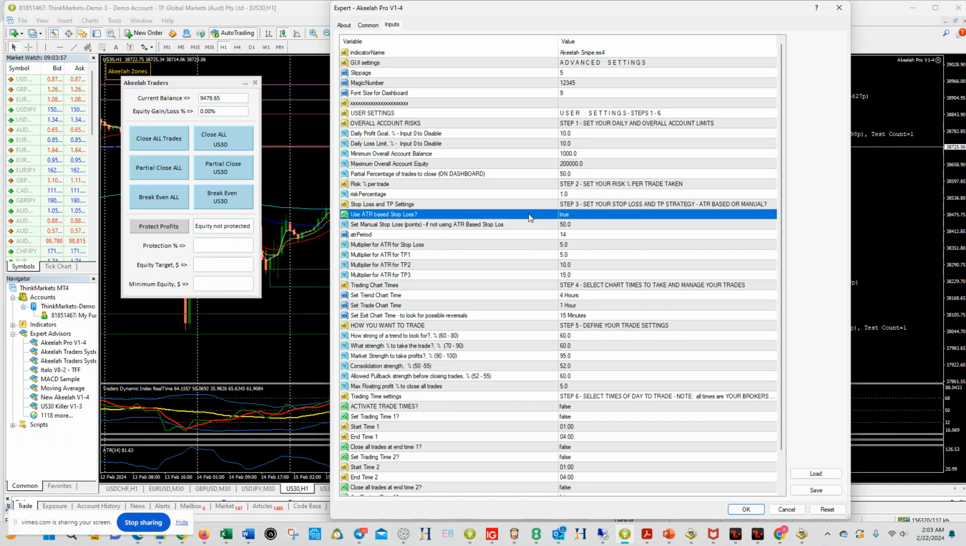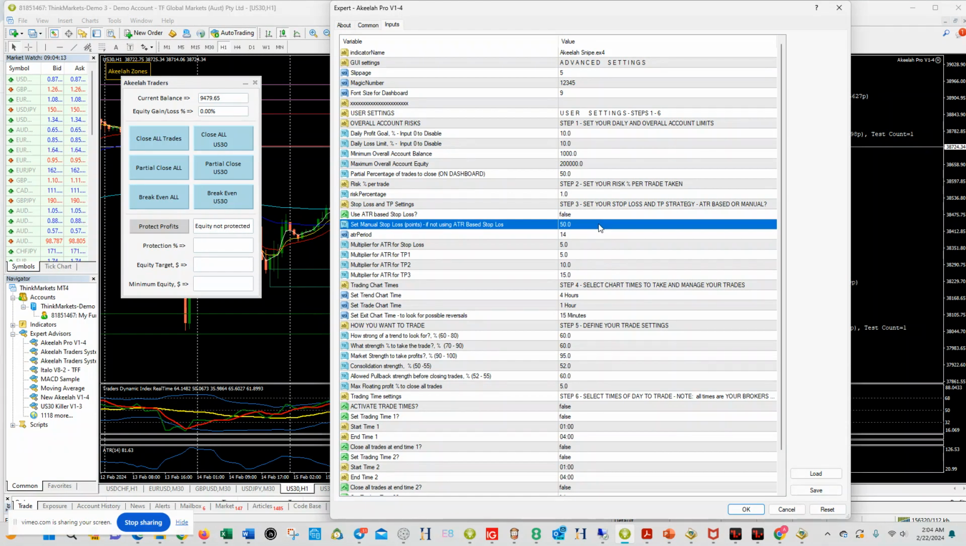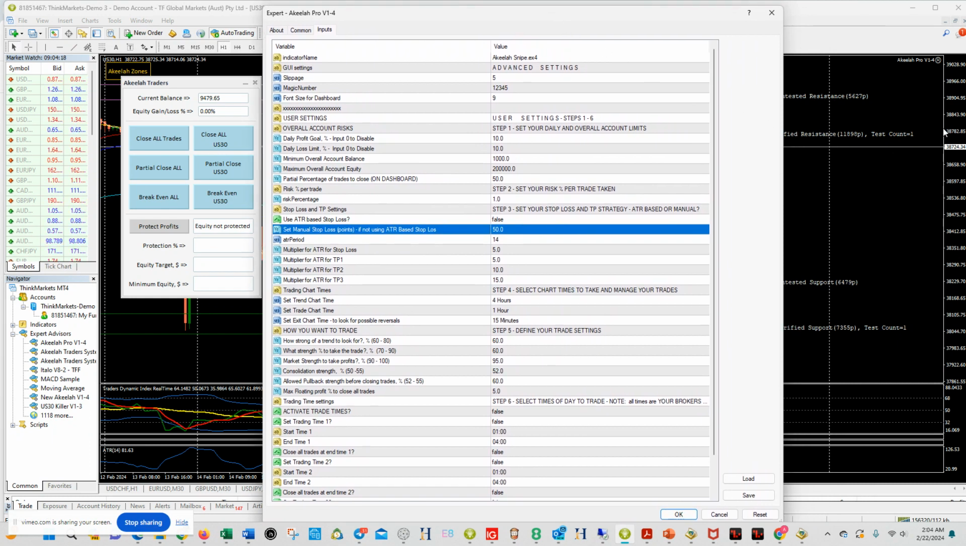Now, I can also choose not to use ATR based stop loss. I can change this to false and say I want to manually set my own stop loss. I want to choose on my own what kind of a stop loss I want to have. And this is done in points. So if I'm trading something like US 30, a point on US 30 is pretty much, I look at the price and any number that I see in the price is a point. US 30 right now is around 38,725.